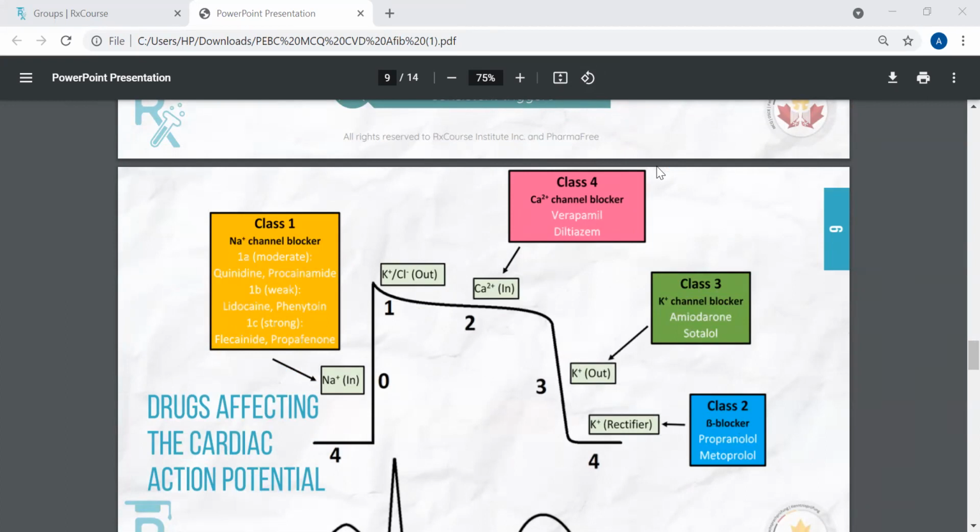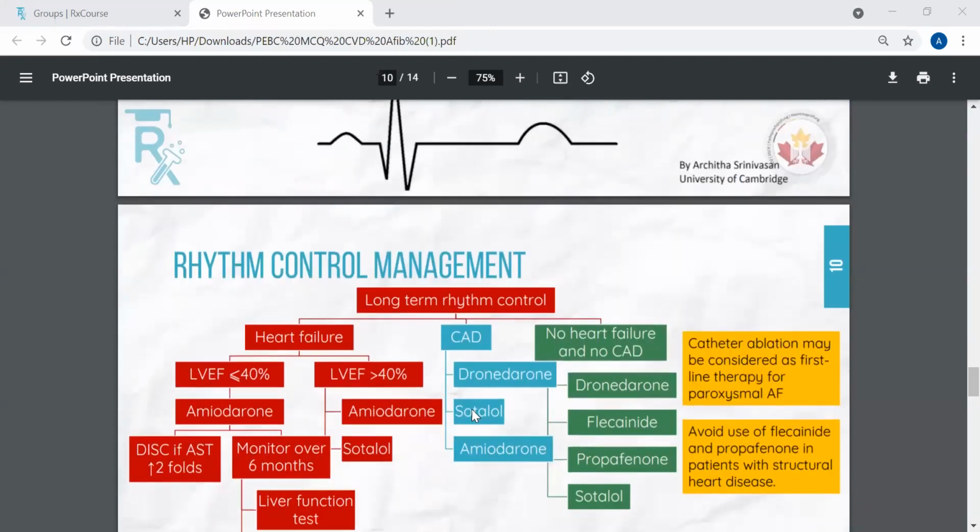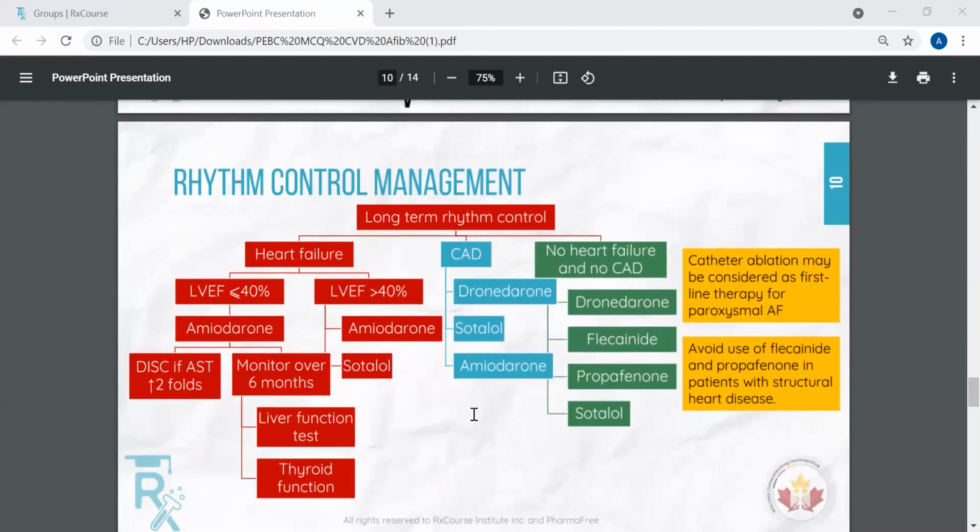Anyway, this is the action potential of the heart. We don't need to go deeply into that, and this is where each class of antiarrhythmic will work. Don't overthink it, because quinidine and lidocaine, for example, we will not mention here in atrial fibrillation. So anyway. Okay.